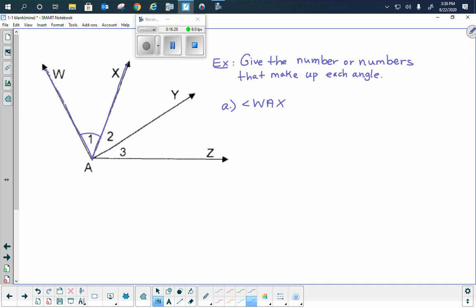Okay, what did I enclose? I enclosed the number 1. And I'll use different colors to help us out. So B, if I did angle WAY.